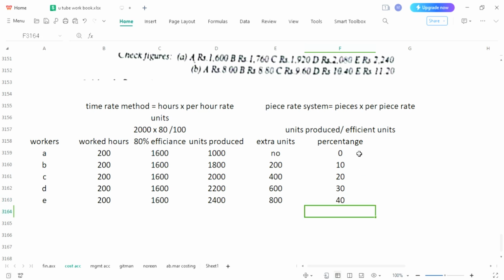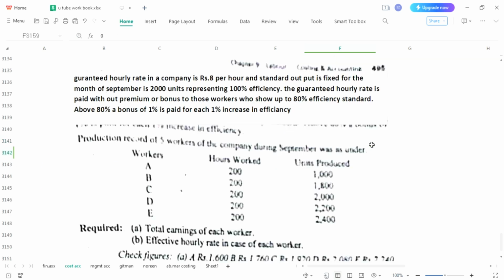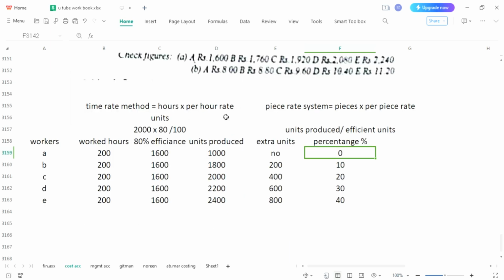Please keep it in mind. This is a percentage. This is not the value of anything. We have just written extra percentage. Why have we written it? Go back to the question. Bonus 1% for 1% increase in efficiency. This is the increase in efficiency. These workers had produced 10% extra, 20% extra, 30% extra units.